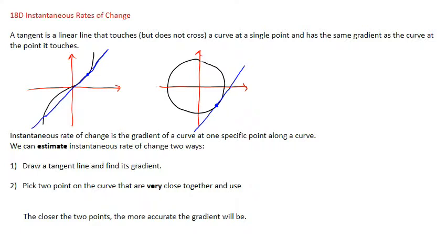Or if you want another example, we'll do a parabola. And I want the tangent line at that point there. What's the gradient of that tangent line? Yeah, it'd be zero gradient. It'd be like that.